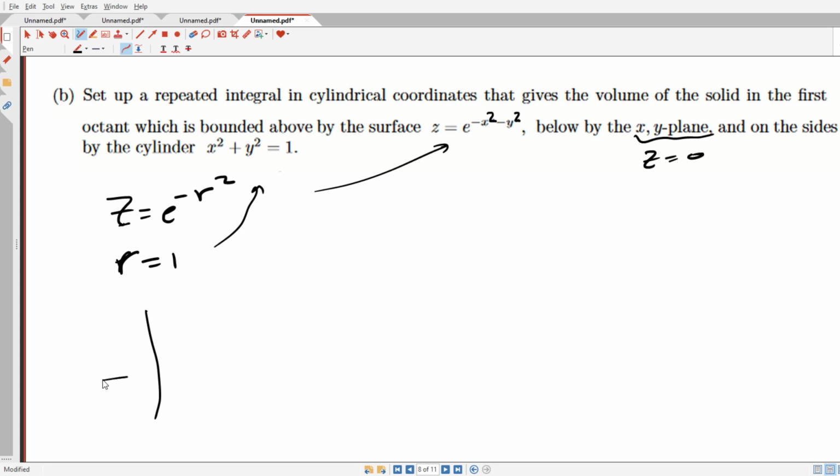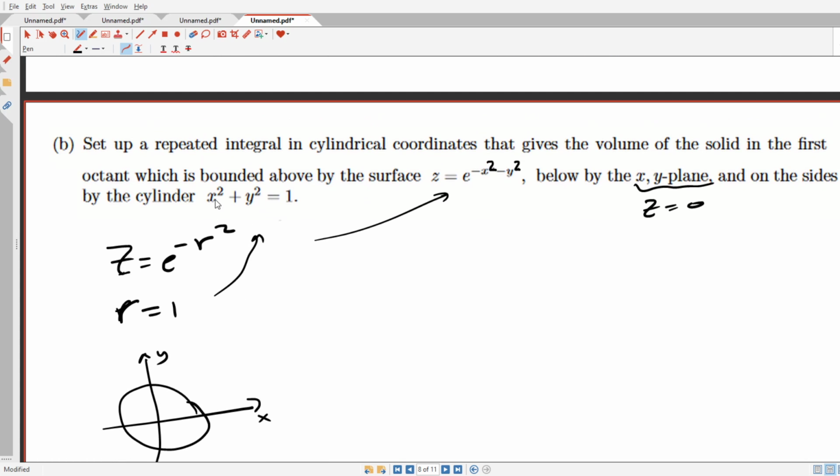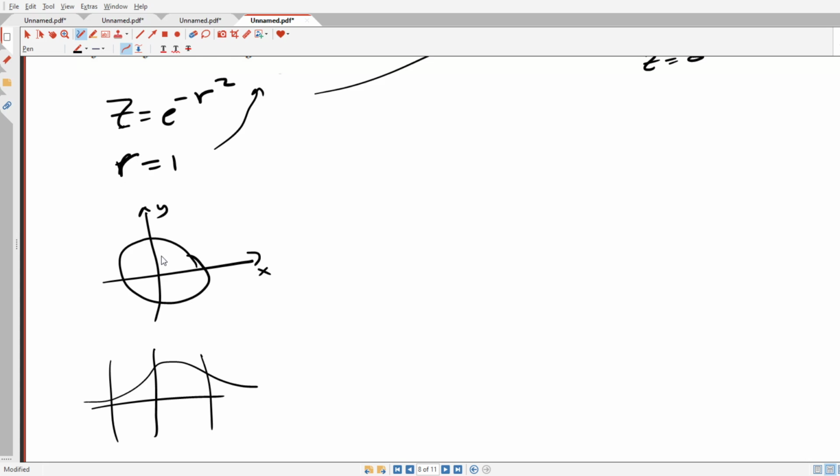Okay, so if we draw the region, we have the cylinder in the xy plane. And then in, let's just say, the yz plane, it's going to look something like this. I have the sides of the cylinder, so it's this region in the first octant. So just this region up above.